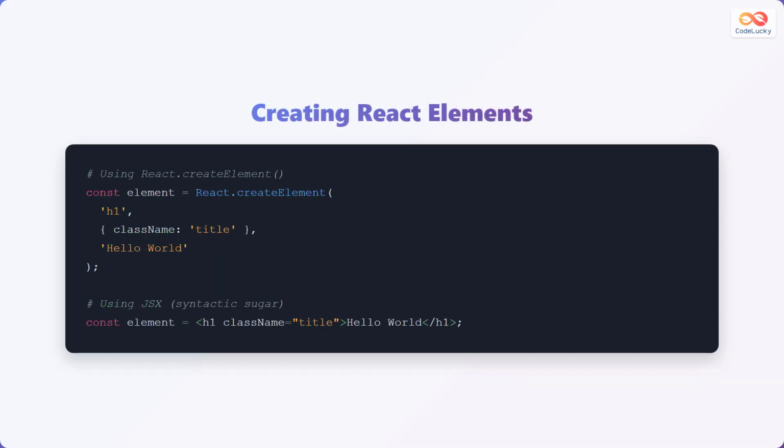Now that we understand the structure of a React element, let's explore how to create them. There are two common ways to create React elements. The first way is to use the React.createElement method. You pass in the type of element you want to create, any properties you want to set, and the content you want to display. The second and more common way is to use JSX. JSX is a syntactic sugar that allows you to write HTML-like code directly in your JavaScript. It's then transformed into React.createElement calls behind the scenes.